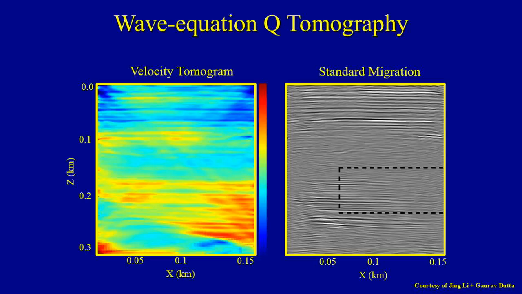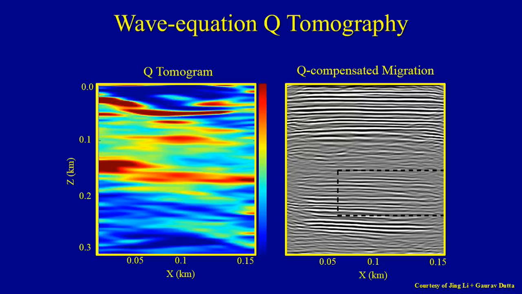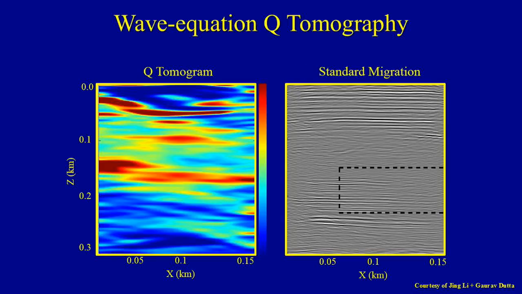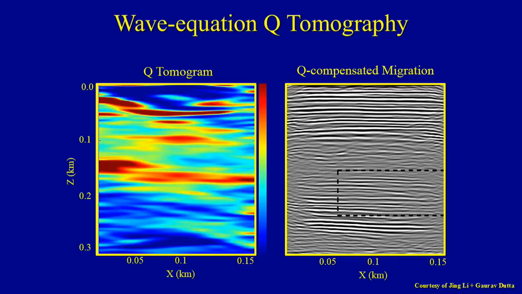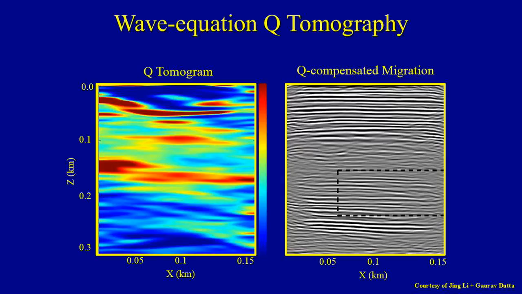But if we use the Q model that we inverted from this data, which is given by this, and then do viscoacoustic migration, here's what we get. So here's before we take into account Q, and here's after we take it into account. Notice that the reflectors are quite brightened compared to before.